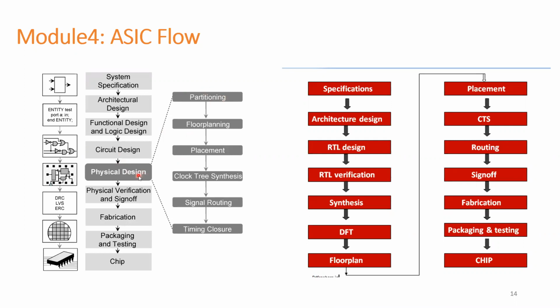In physical design, we have partitioning, floor planning, and power planning, which is part of floor planning. Then placement, clock tree synthesis, signal routing, and timing closure. Coming to partitioning, if your design size is very huge, the top level engineers usually will do the partitioning. They will divide the top module into subsystems to reduce the instance count. With that, we can save runtime, memory usage, and all the resources.